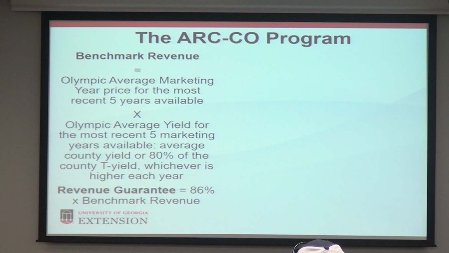So that's a little bit of a change this time compared to where it was under the 2014 Farm Bill. Remember though, this benchmark revenue is based on that national average price, and then also county yields. So the average county yield, or 80% of the T yield, whichever is higher, and with that Olympic average, drop the high and drop the low, average the remaining 3.